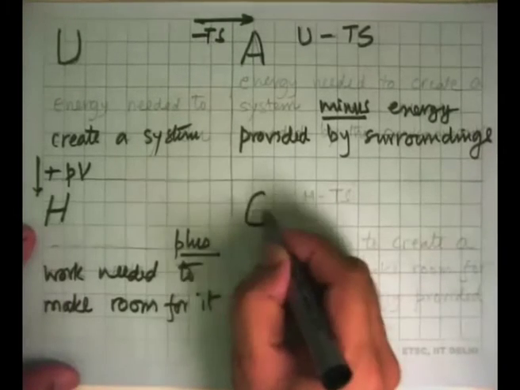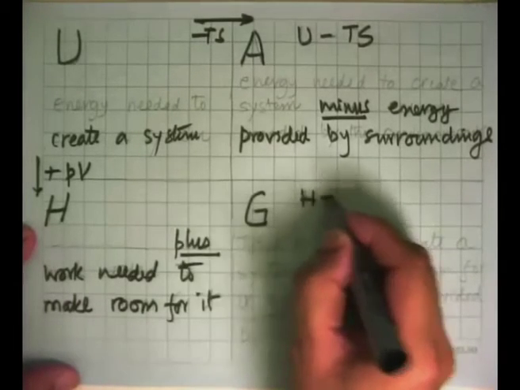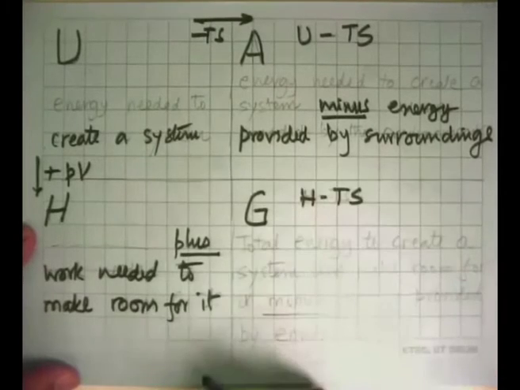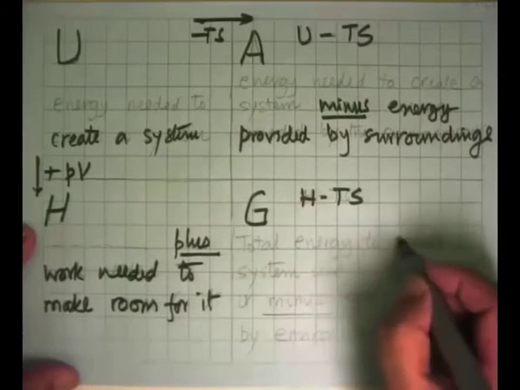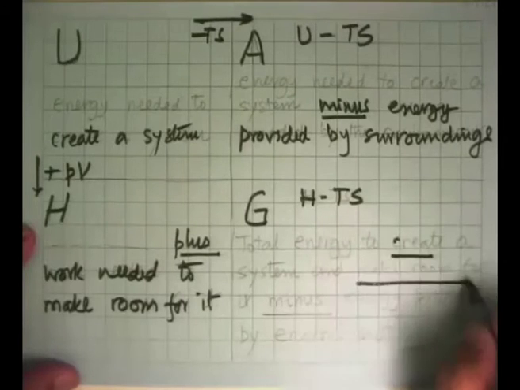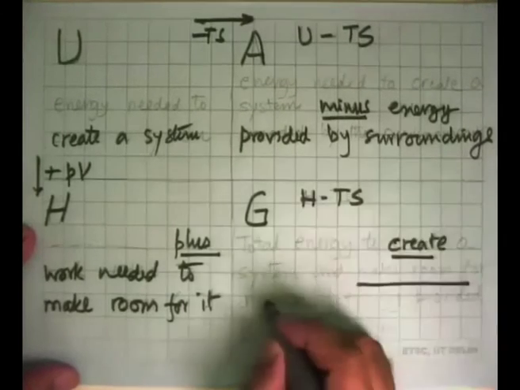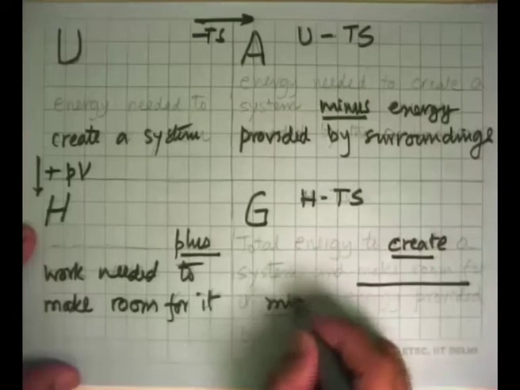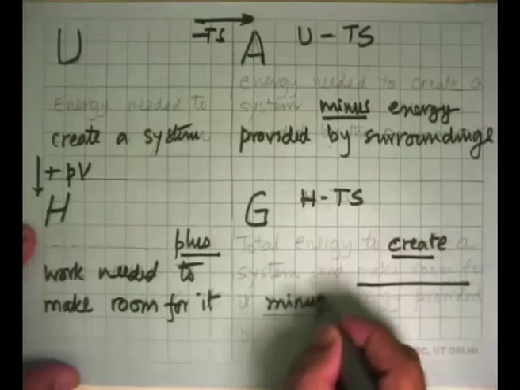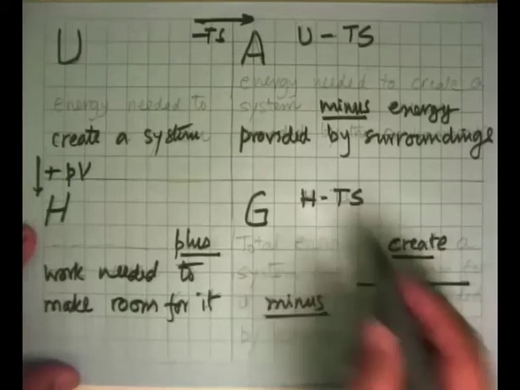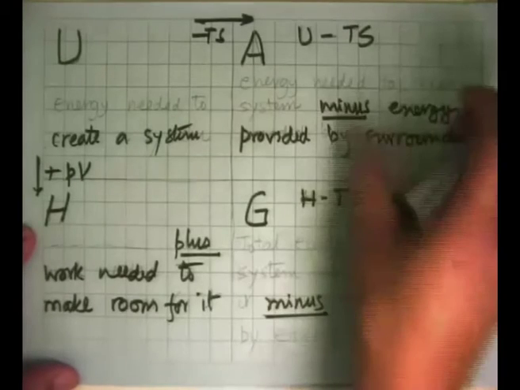And G, which is Gibbs free energy, is H minus Ts, which is the total energy required to create the system and make room for it, which is H minus the energy provided by the surroundings, this part.